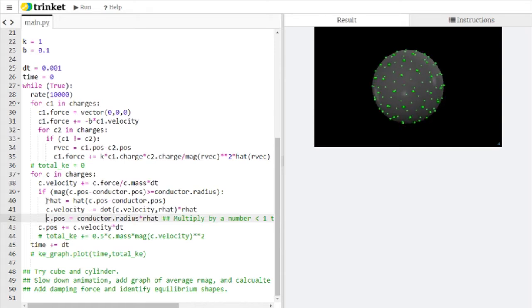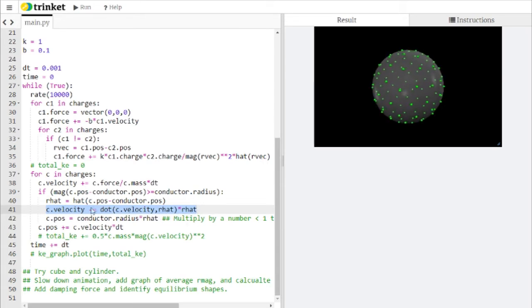So what we're doing here is checking for whether they're at the conductor's edge. So that's what this is here. We're just checking for whether the charge's position has exceeded the conductor's radius. If it does, we do a couple things. First, we remove from the velocity the piece of it that's pointing outward. So that's all this is doing here.